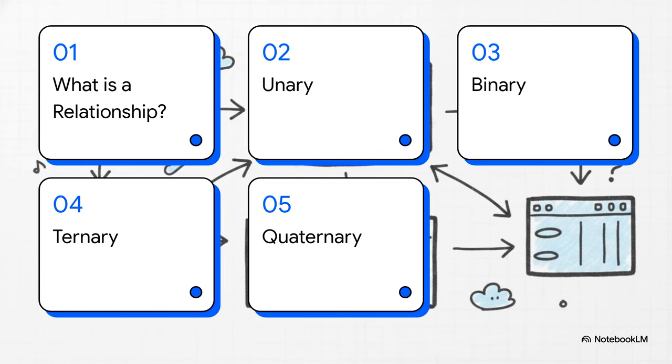Here's our quick roadmap for today. 1. What is a relationship? 2. Unary, the solo connection. 3. Binary, the dynamic duo. 4. Ternary, the three-way link. And 5. Quaternary, the complex web. Let's get right into it.